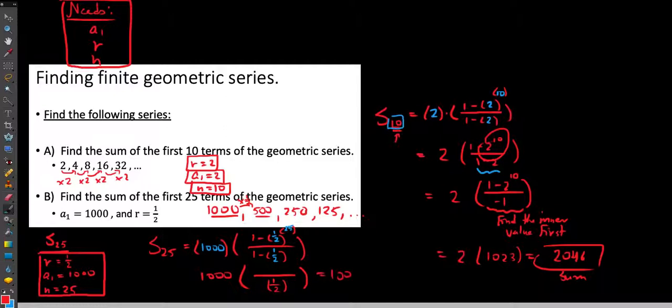We're going to take 1,000 times 1.9999994-ish. If we take that times 1,000, we get about 1999.9994. So getting really close to 2,000 here.